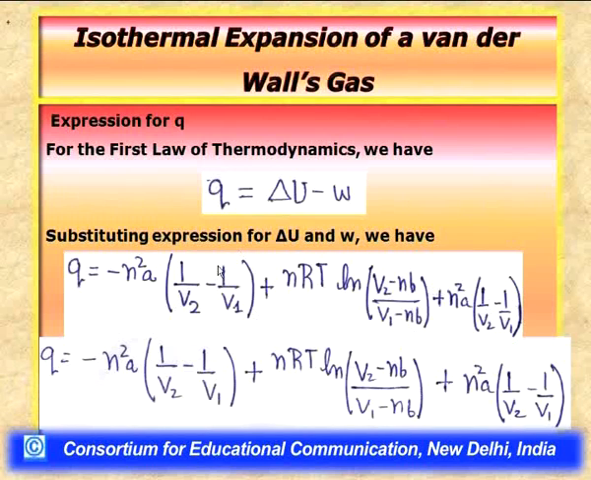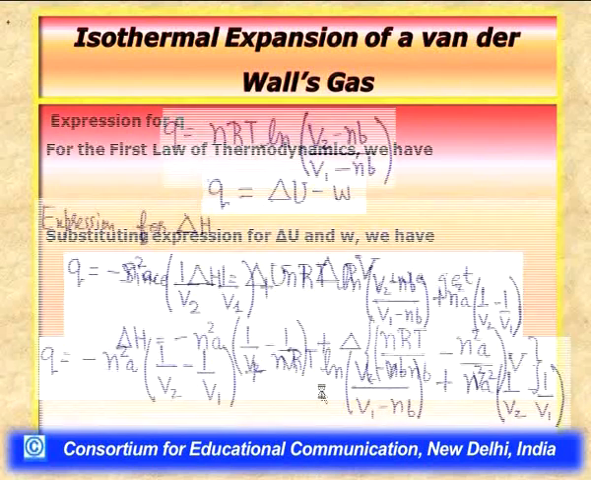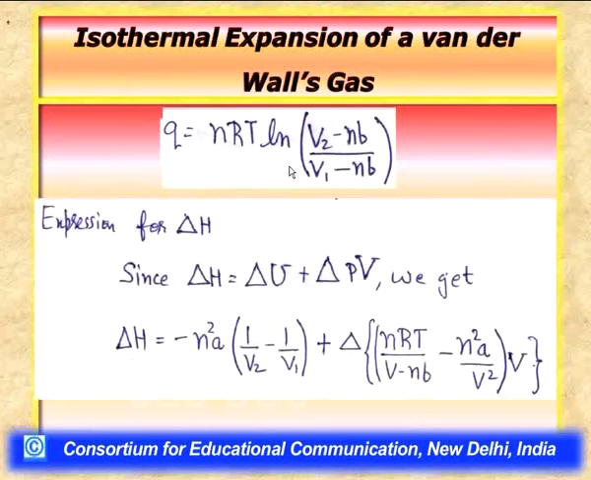Now, here you can easily see this n square A into 1 by V2 minus 1 by V1 has a negative sign, and this n square A into 1 by V2 minus 1 by V1 has a positive sign. So both these two terms cancel, and what we get is Q equal to nRT ln of V2 minus nb divided by V1 minus nb. So, as a summarization till now, for reversible expansion of a van der Waals gas, we have derived expressions for Q, W and delta U.